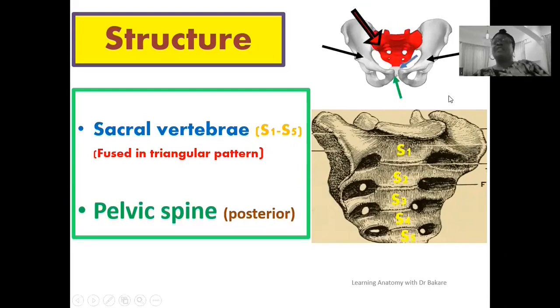So you see that the configuration of the entire pelvic bone is made up of two hip bones, one on the right and one on the left. And posteriorly, we have the pelvic spine. The pelvic spine is made up of the sacrum and also the coccyx. So we can say that the sacrum makes up the chunk of the pelvic spine, while the remaining part of the pelvic spine is made up of the coccyx.